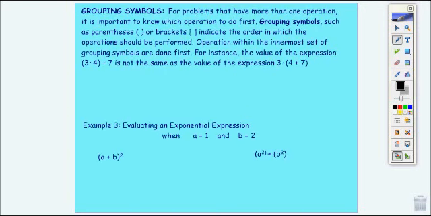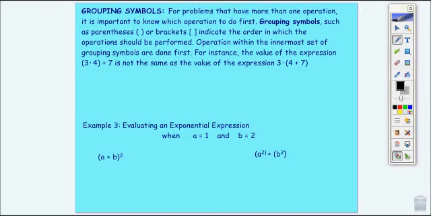Moving on, this time we have grouping symbols, and we need to remember our please excuse my dear Aunt Sally. So for problems that have more than one operation, it's important to know which operation to do first. Grouping symbols, such as parentheses or brackets, indicate the order in which the operation should be performed. Operations within the innermost set of grouping symbols are done first. For instance, the value of the expression 3 times 4 plus 7 is not the same as the value of the expression 3 times the quantity 4 plus 7.